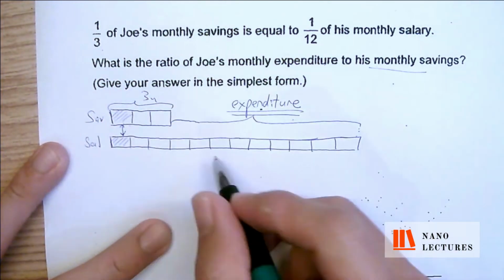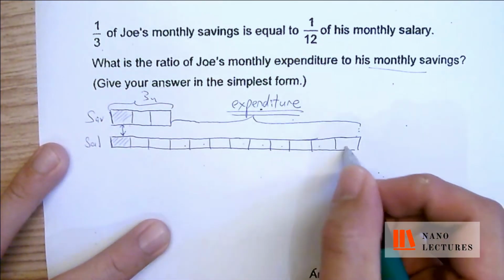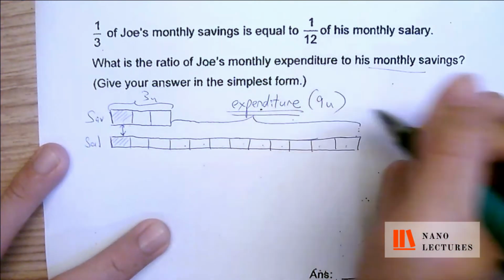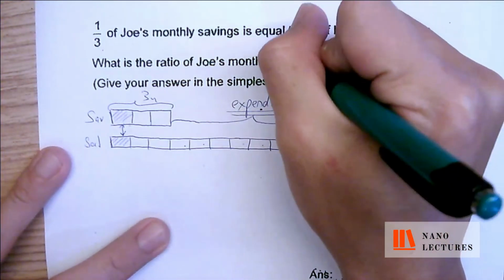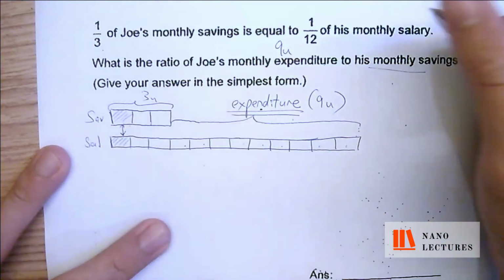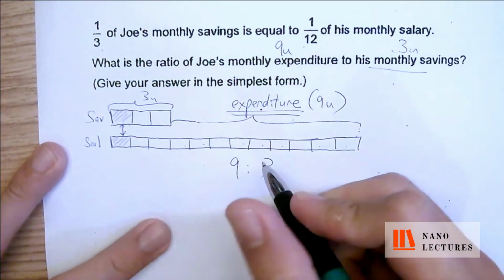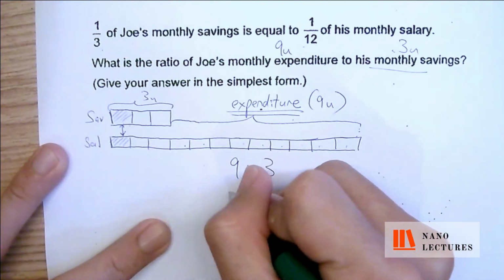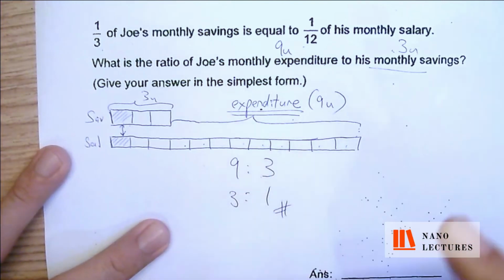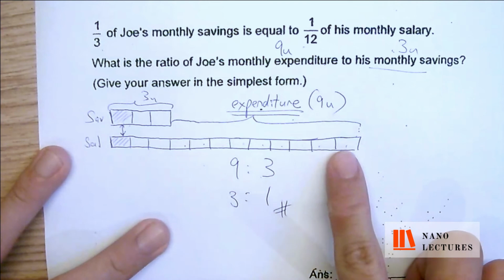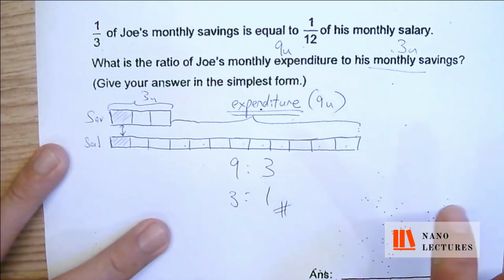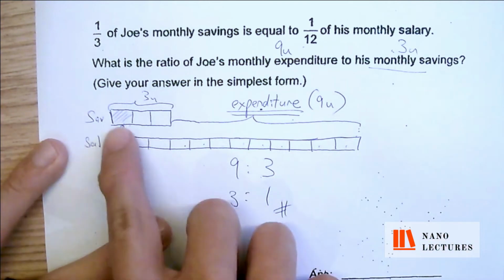Expenditure how many units? 1, 2, 3, 4, 5, 6, 7, 8, 9. 9 units. Okay, so monthly expenditure 9 units, savings 3 units. So you'll be 9 is to 3. Simplify this, both sides divided by 3. This will give me 3 is to 1. See? With just a model, without any nonsense working, you'll be able to get the answer. Okay, done.